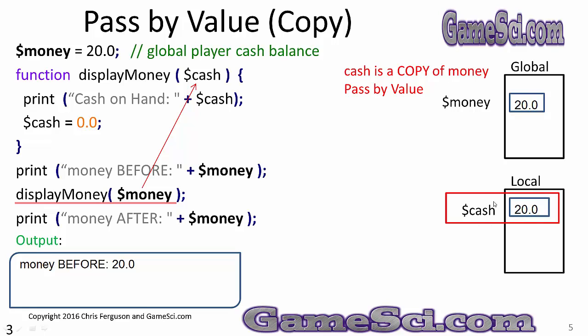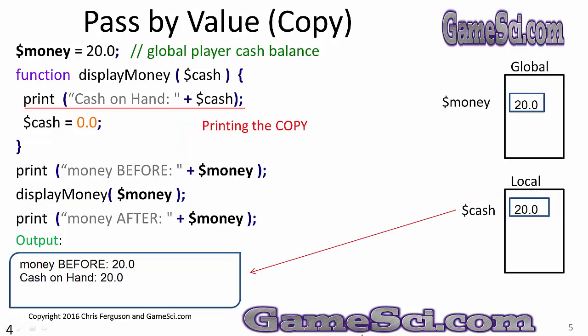The variable cash has a copy of the 20 that was in money. Cash is not the same variable as money. It is a different variable that contains the same value as money. And of course, as a parameter, it has the same value. So when I print cash on hand inside the function, I'm printing the copy. Cash is a copy of this 20. So cash on hand is a 20.